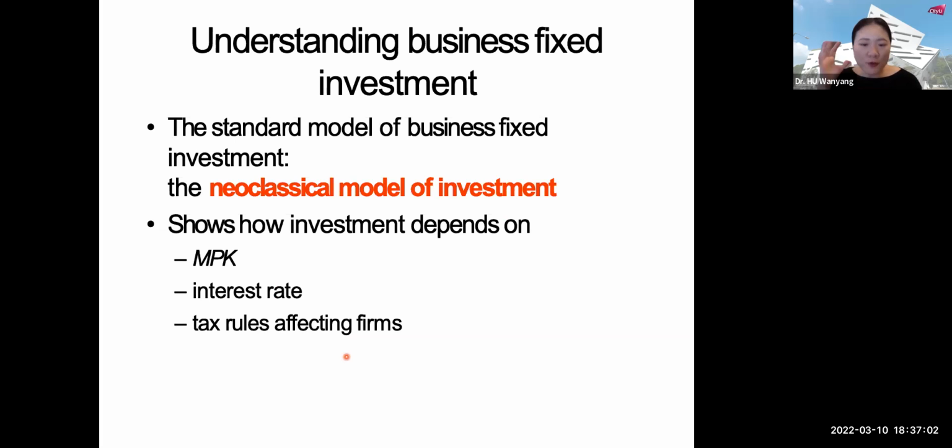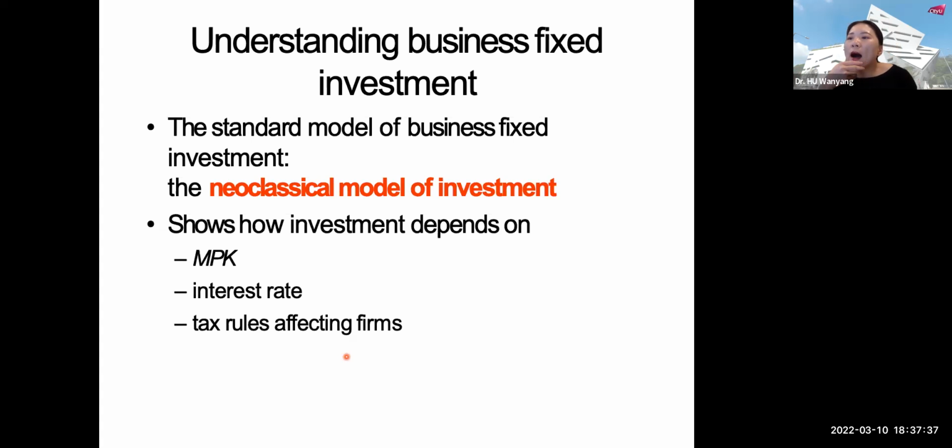So now we move to the first part of the investment model. We focus on business fixed investment. It might be complicated at the very beginning to understand some of the theories, especially if you don't have a macroeconomic background. But I will walk you through these details, and once you understand the models behind business fixed investment, it will be a lot easier for you to understand residential investment. It's very similar.